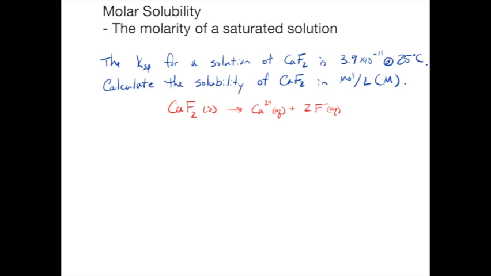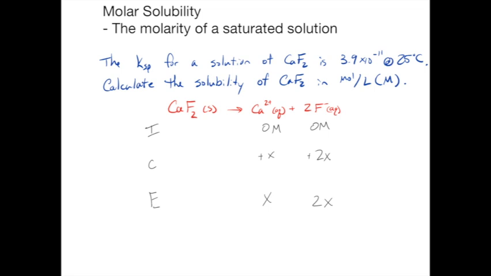So what we're going to do here is treat this like an ICE table. Remember, an ICE table has initial, change, and equilibrium. Initially, we have 0 molar calcium ions and 0 molar fluoride ions. The change is going to be adding plus X, because it's 1 mole of calcium, and adding 2X, or 2 fluoride ions, because it's a 2-to-1 ratio. If you just add these up, what you get is X and 2X.